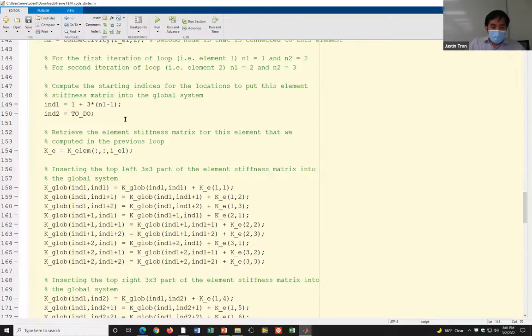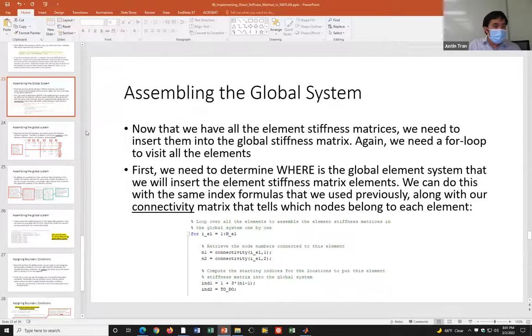And so the next thing that we need to do is compute the starting locations for each of these nodes. And so let me dive through that a little bit more.